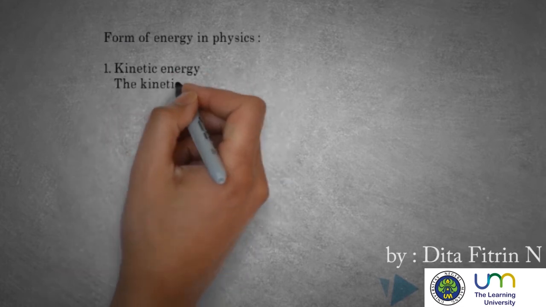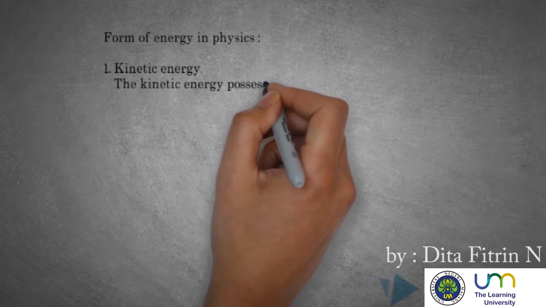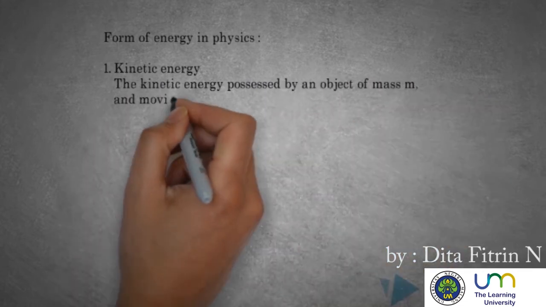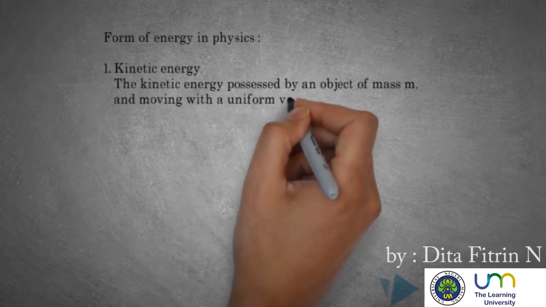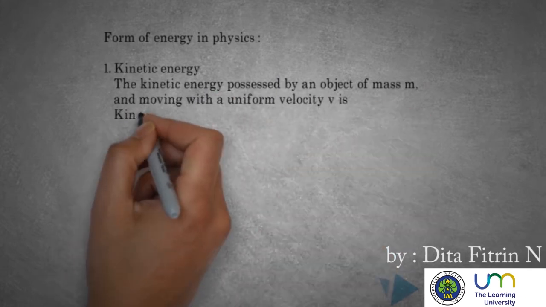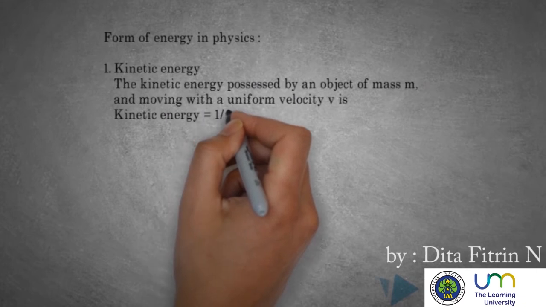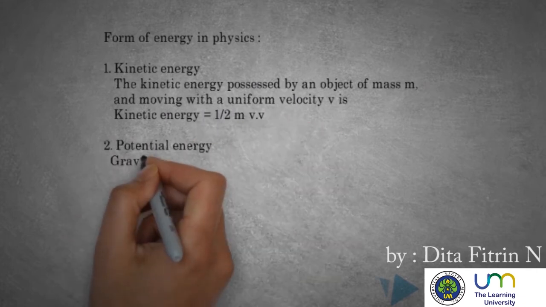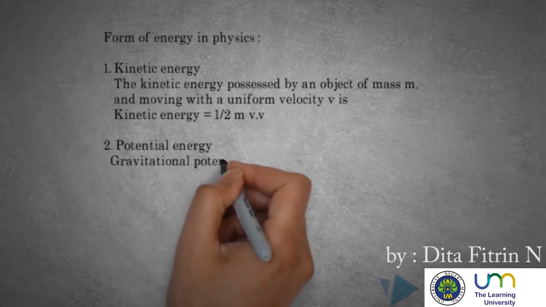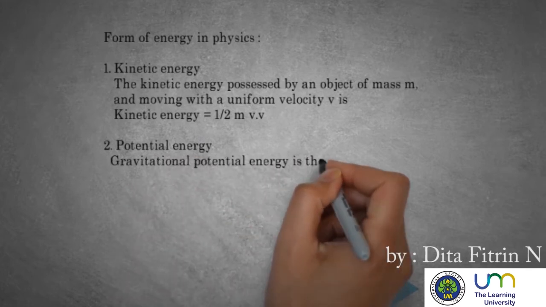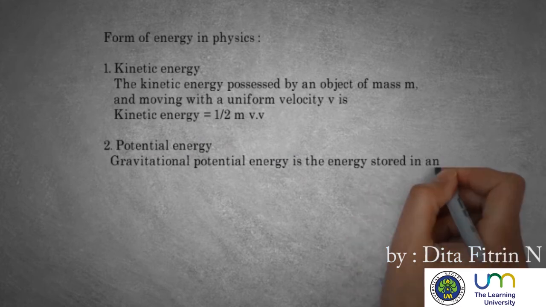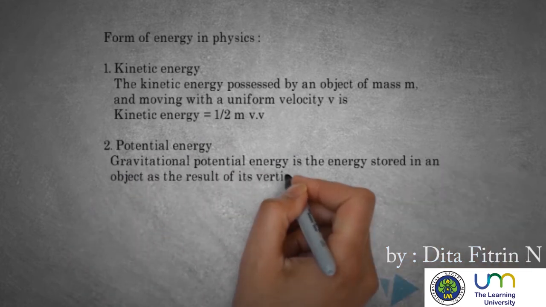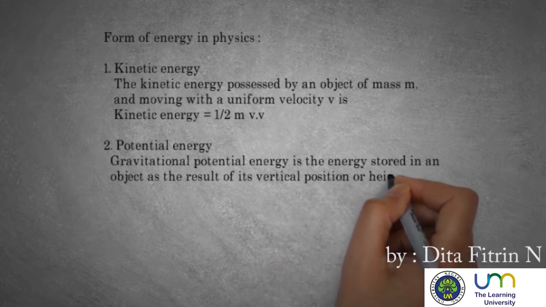Kinetic energy. The kinetic energy possessed by an object of mass m moving with a uniform velocity v is equal to 1/2 mv squared. Potential energy. Gravitational potential energy is the energy stored in an object as the result of its vertical position or height. Gravitational potential energy is equal to mgh.